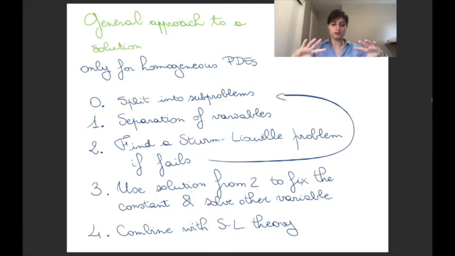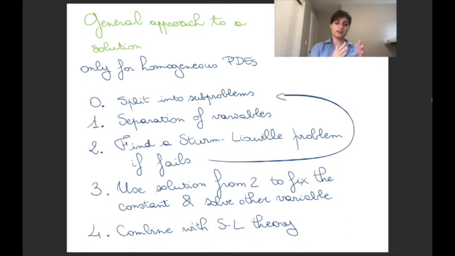These sub-problems take care of the boundaries of your problem, and you want to set them in such a way that at least one direction has a Sturm-Liouville problem associated to it. Once you have succeeded in writing the Sturm-Liouville problem, then you solve it, and you use the solutions from the Sturm-Liouville problem to fix the constant that you retrieved from the separation of variables and solve for the other variable.